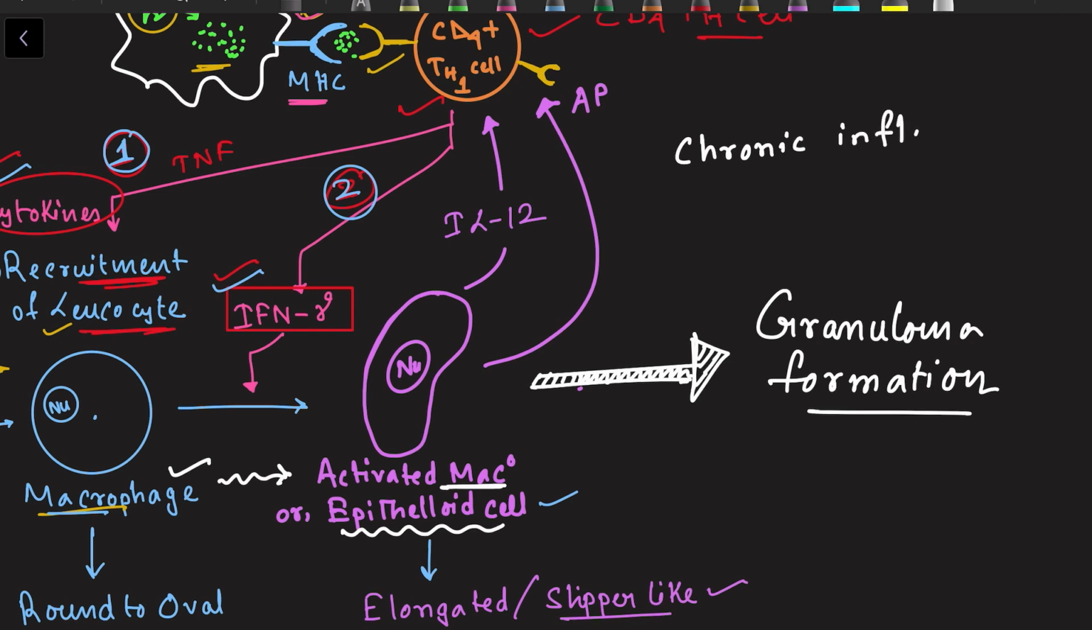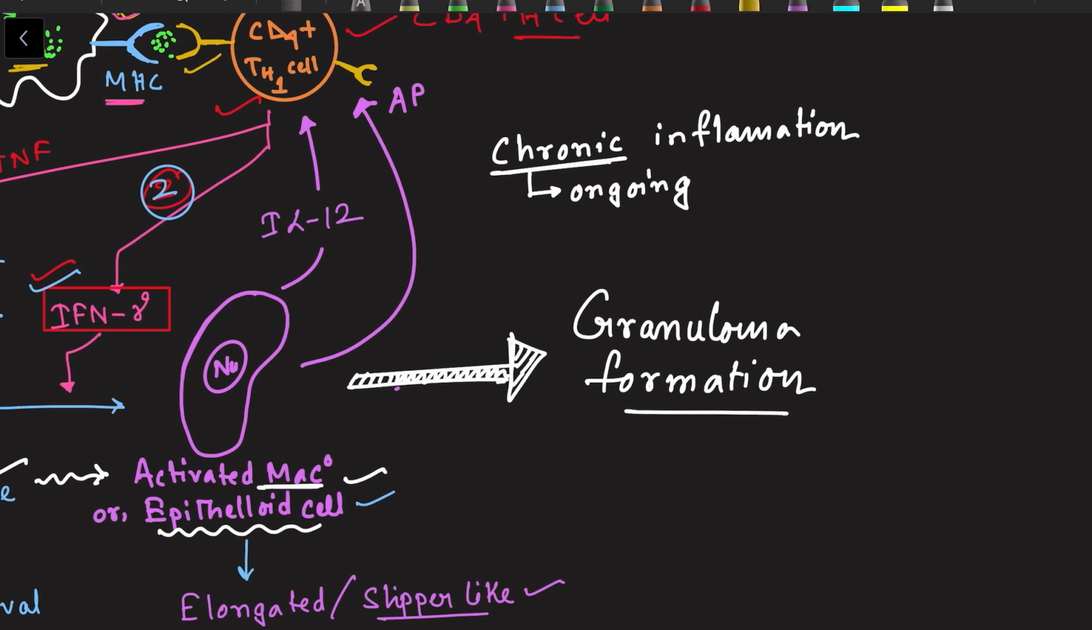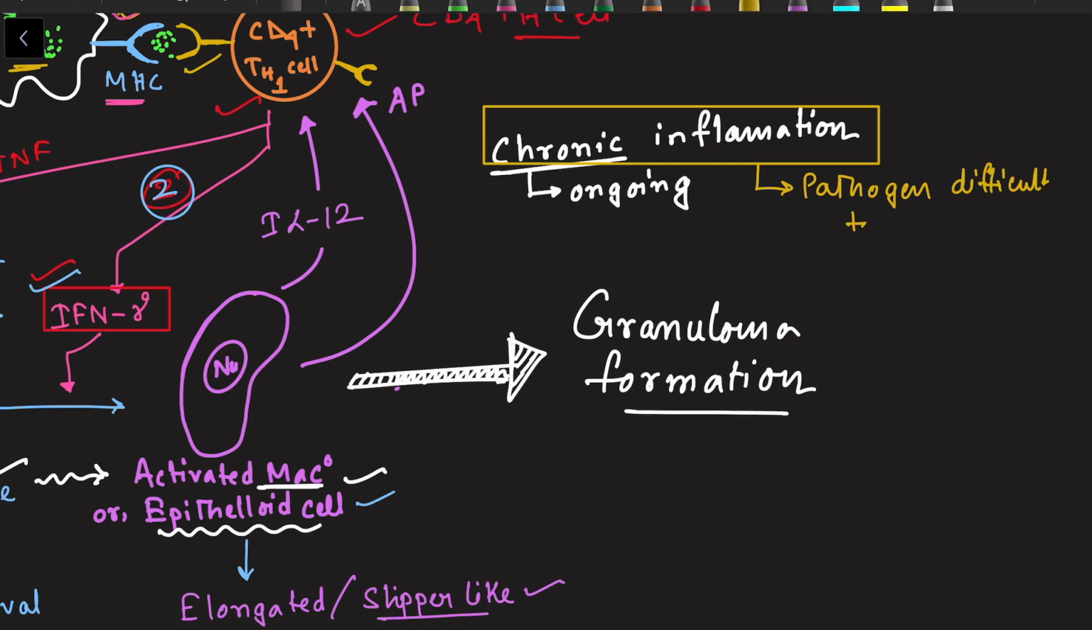Basically, I am studying chronic inflammation. Chronic inflammation means anything that is ongoing, right? If the activated macrophage would just eliminate the pathogen or the source of the injury, then it would have been over. There would be no chance of developing chronicity. But that doesn't happen. One thing you need to remember is that in general, chronic inflammation always happens in response to a pathogen that is difficult to eliminate.